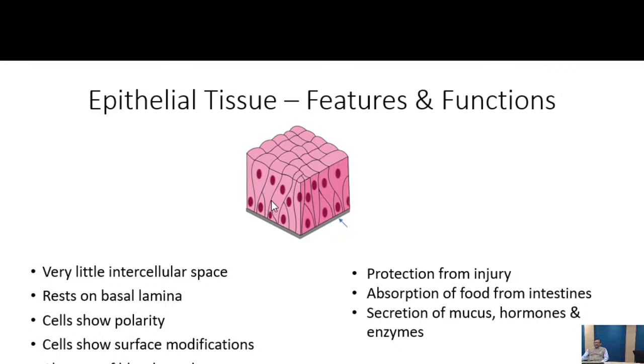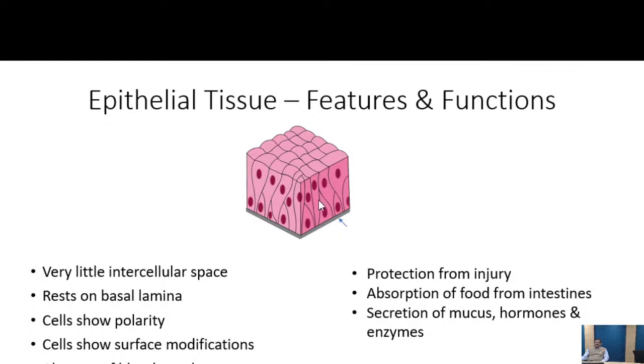The cells show polarity. Polarity means the upper surface and the lower surface can't be exchanged. There is some functional specialization on the upper surface, and there is functional specialization. So it is a polar type of cell. So cell polarity. Then the cells can show surface modifications. The surface of the cells can show some modifications, like the microvilli, like the cilia, like the stereocilia. So they can give rise to various types of modifications on the cell surface.